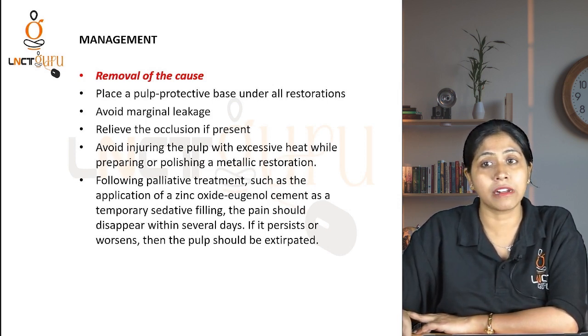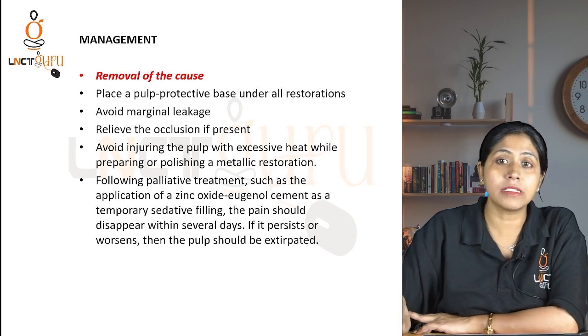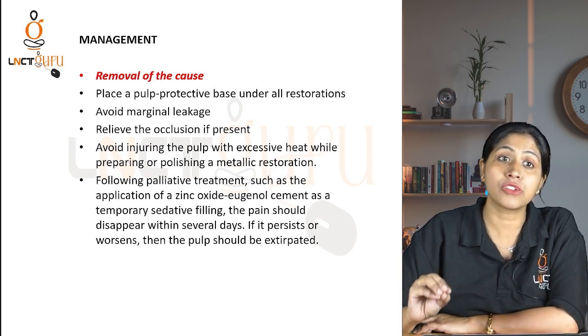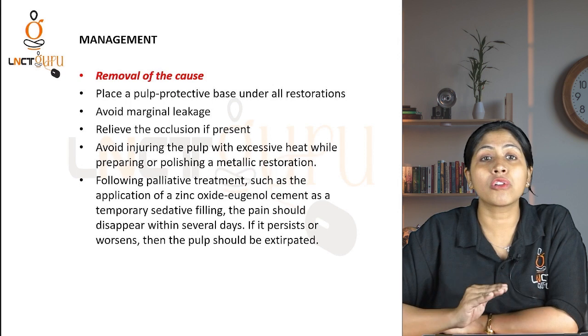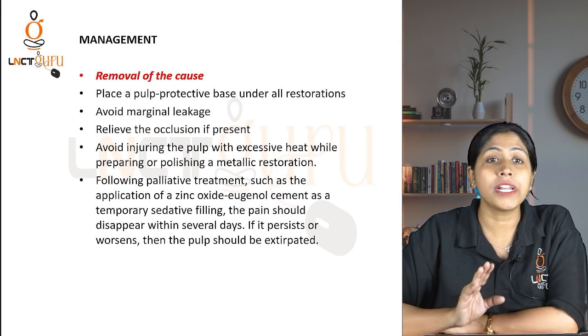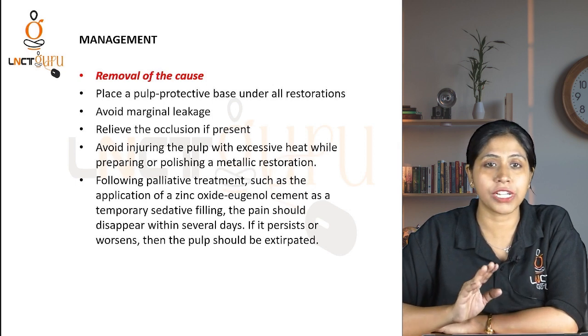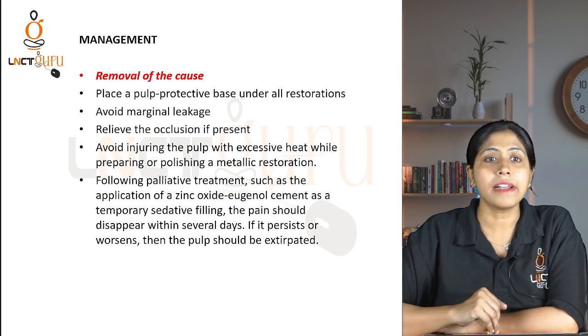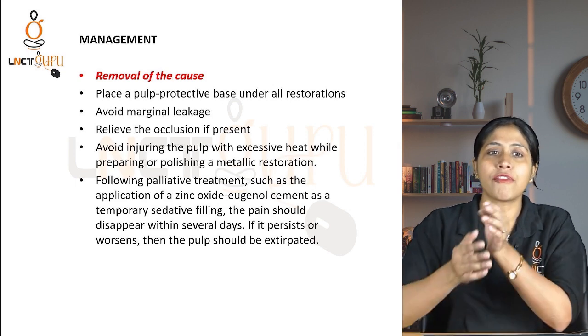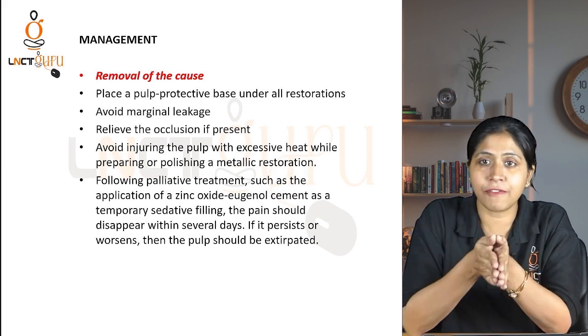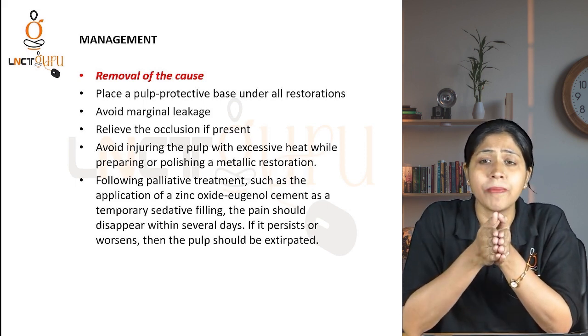What it can be: liner, base. Avoid marginal leakage. Any marginal leakage should be avoided. Relieve the occlusion if present, and avoid injuring the pulp with excessive heat while preparing or polishing a metallic restoration. Following that, you have to give a temporary sedative filling like that of ZOE or some calcium hydroxide.